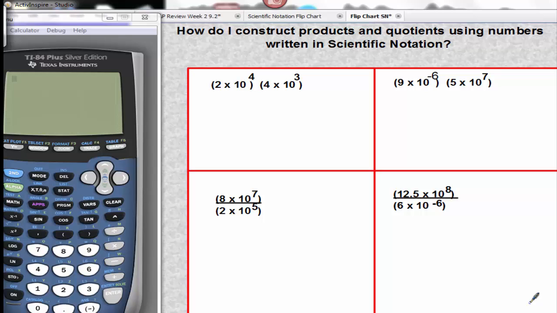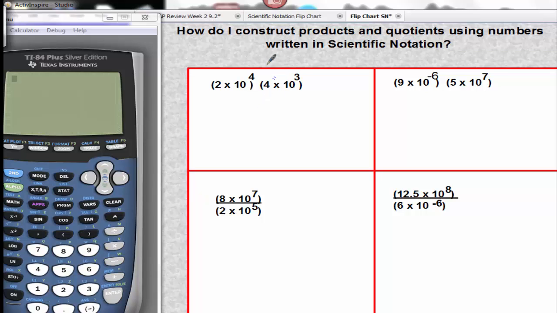We're going to be dealing now with multiplying and dividing numbers written in scientific notation. So we'll look at our question first: how do I construct products and quotients using numbers written in scientific notation? I'm going to deal with 4 different scenarios, although 2 of them are multiplying and 2 of them are dividing. But they're going to be dealing with positives and negatives as we work through this.